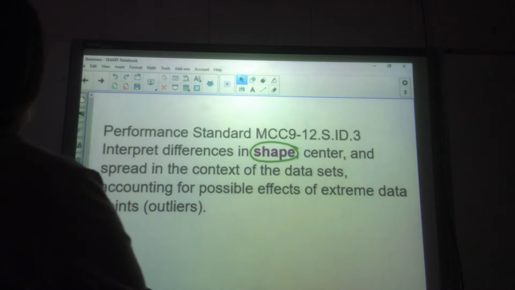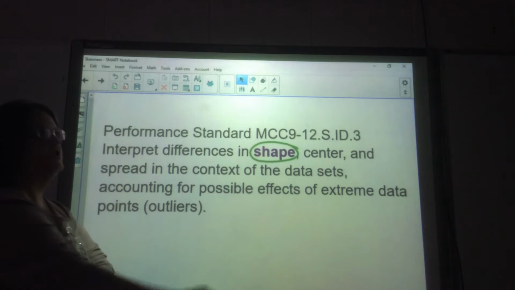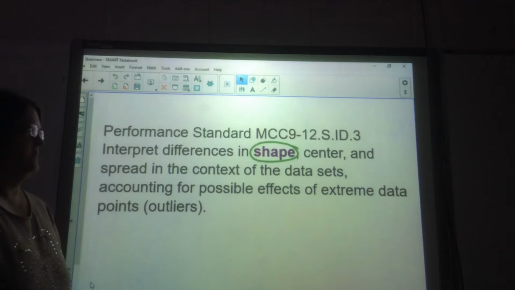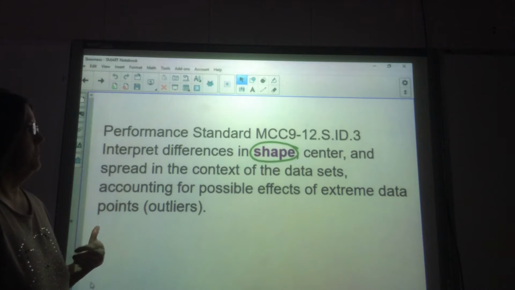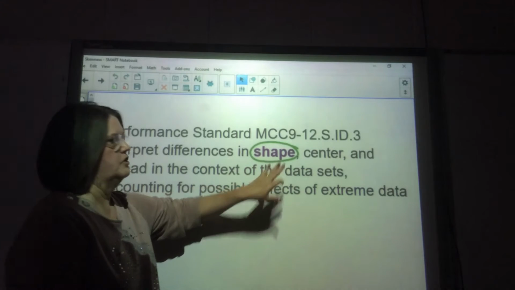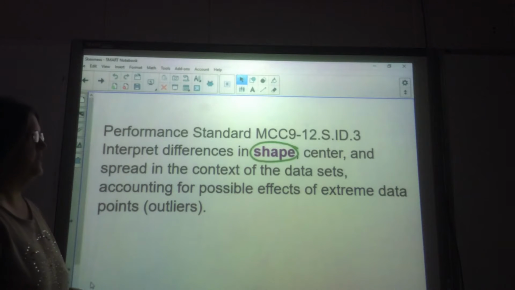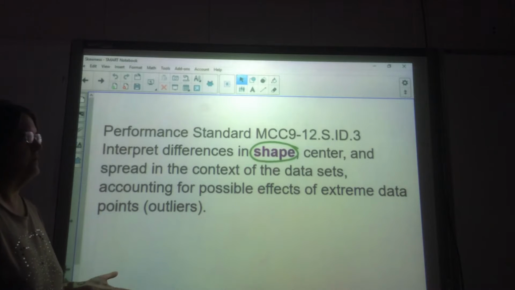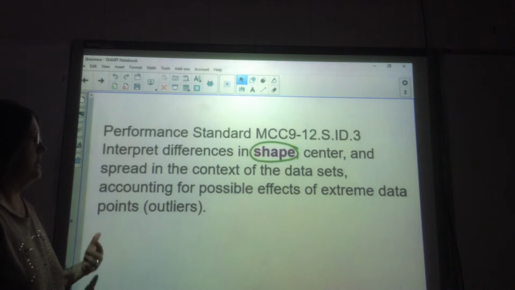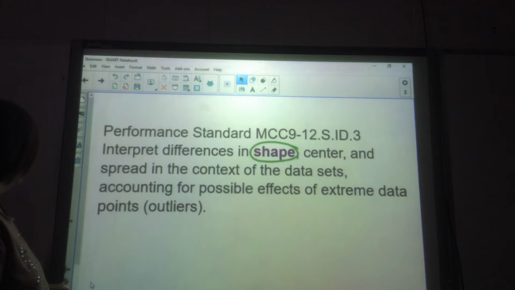Okay, this video is going to be on skewness of the data, which is the shape of the data. You'll be looking at the graphs and determining a description for the center and the spread and all that by looking at the shape.